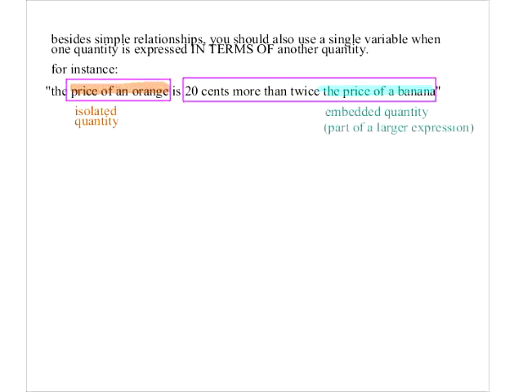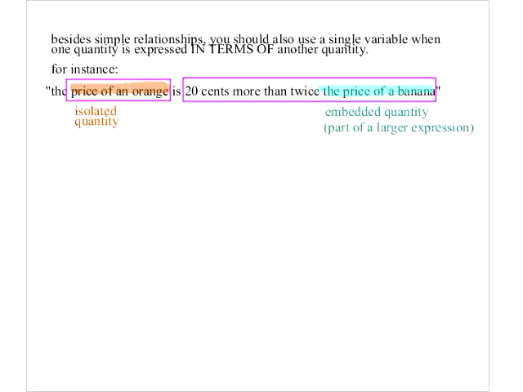Everybody give me a smiley face if you understand why I'm calling these things isolated and embedded quantity. So the question is, which one of these should be the variable? If you think it should be the isolated quantity, say so in the text box. If you think it should be the embedded quantity, say so in the text box. Let's get a couple more votes here. You can even just put I or E if you want. Yeah, it should definitely be the embedded quantity.